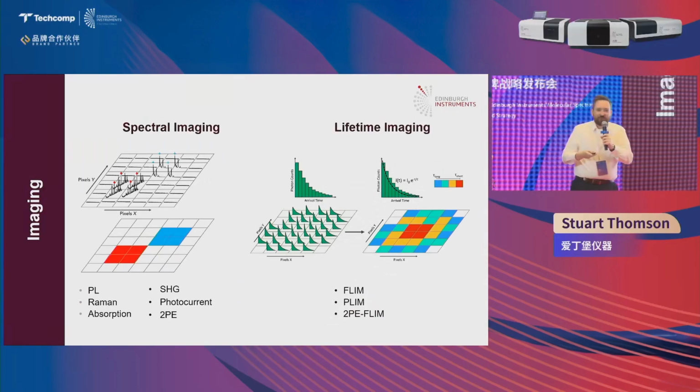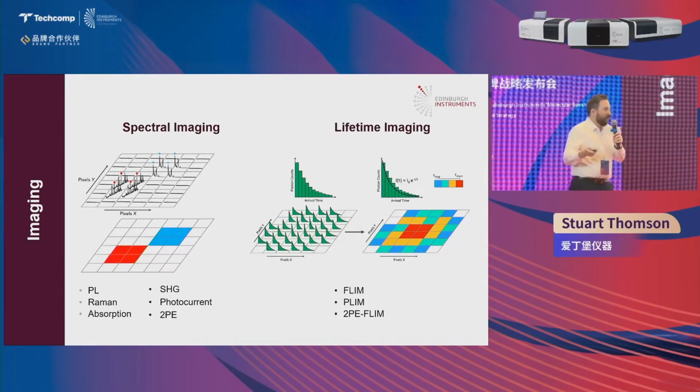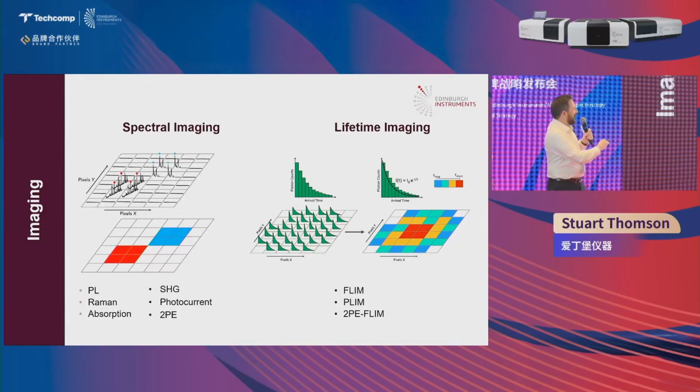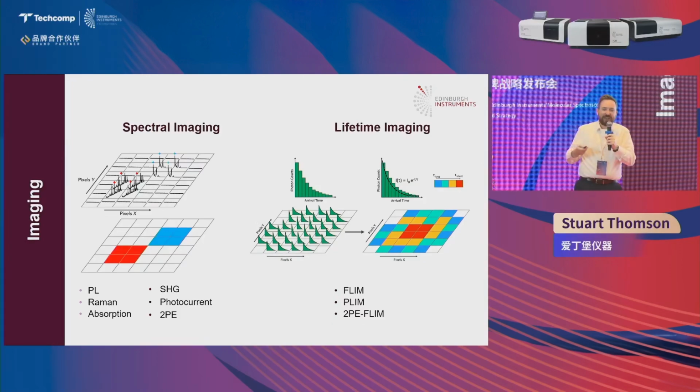And we can do hyperspectral imaging both from steady-state spectral measurements, but also for lifetime imaging using Edinburgh Instruments' MCS and TCSPC electronics to measure fluorescence and phosphorescence.